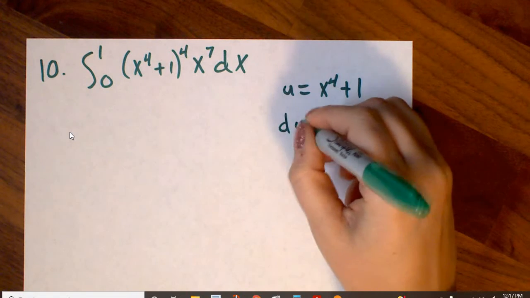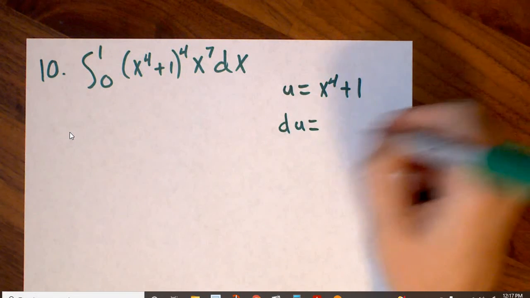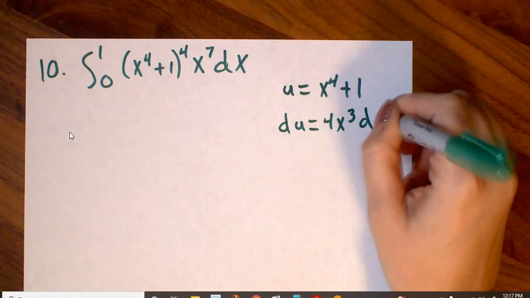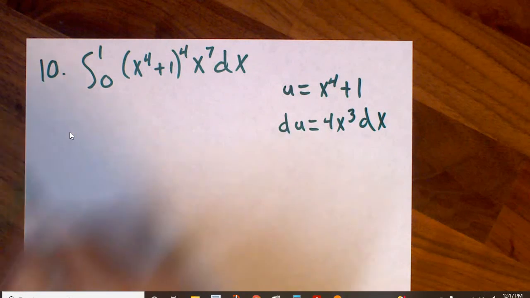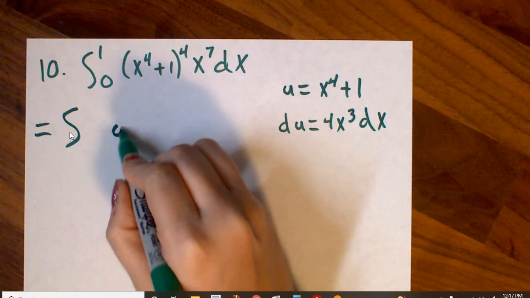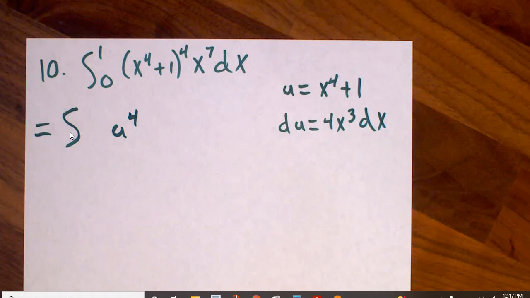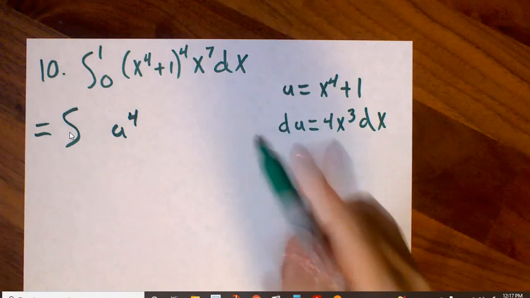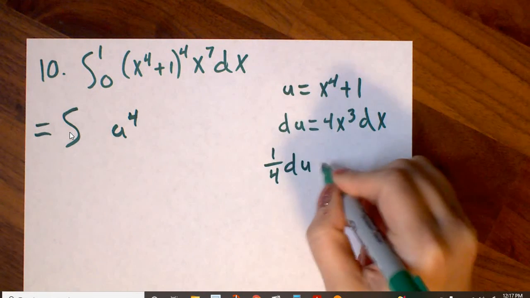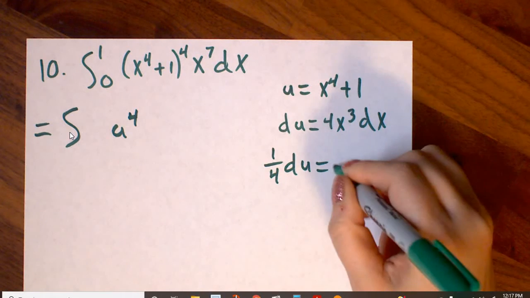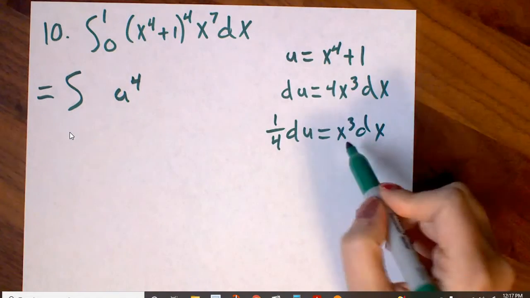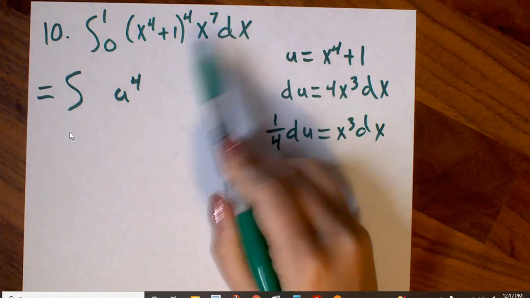Then when I take the derivative, I get du equals 4x^3 dx. So if I were just to look at this right now, I have u to the 4th. Now, notice that our problem is that we don't have a 1/4 anywhere. Well, that's easy enough. We can divide by 4, and we get 1/4 du equals x^3 dx. Well, the problem is that we don't have an x^3. We have an x^7.